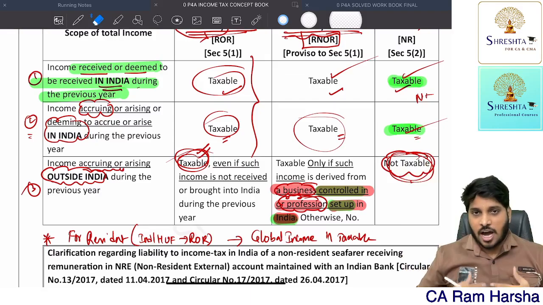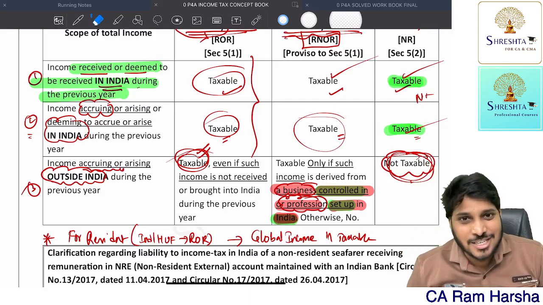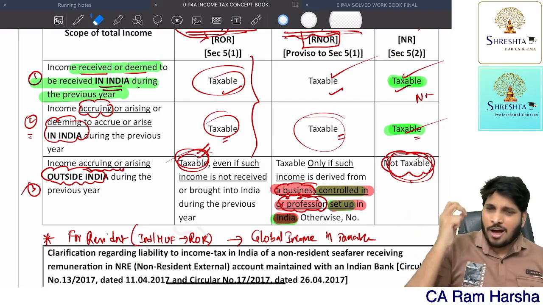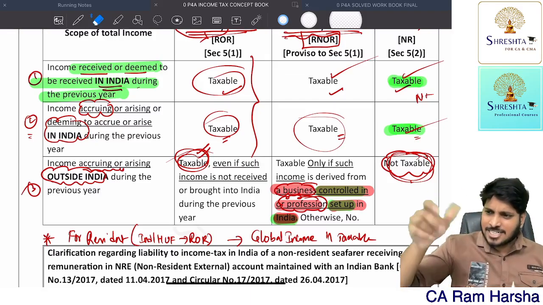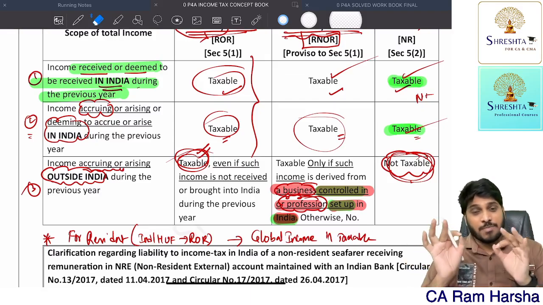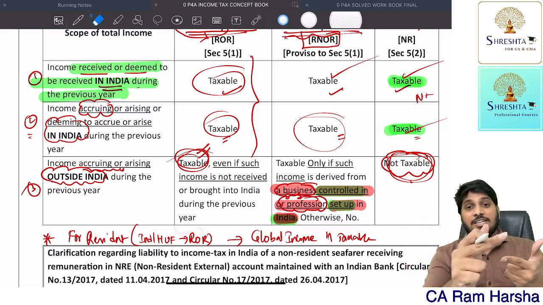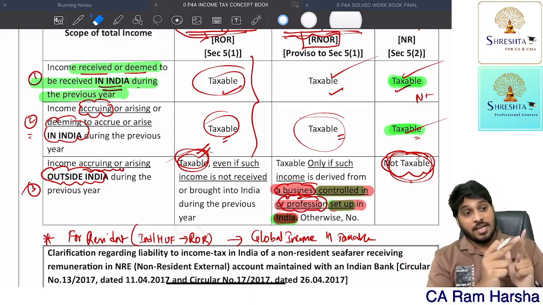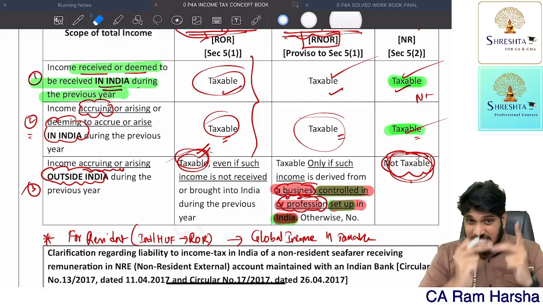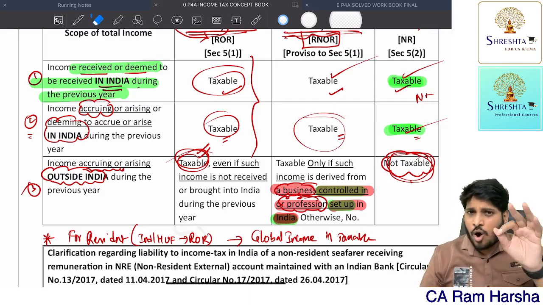Now, the question: I am an RNOR, I am not ROR, I am not ordinarily resident. See, if it is ordinarily resident, no discussion at all. Straight away taxable. Where you received, where it accrued, all that is not relevant. If it is RNOR, resident but not ordinarily resident, what do we need to check? First, receipt. Second, source. Then, if both are outside, we will see: is it business controlled from India? Is it a profession set up from India? This we will check.